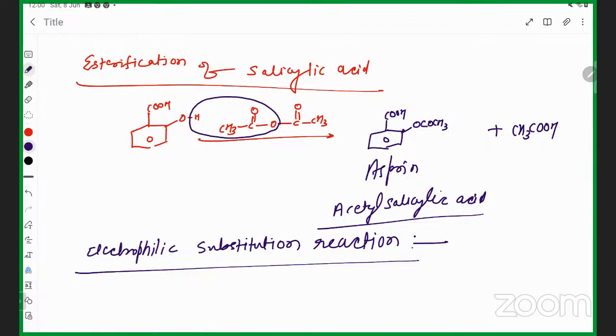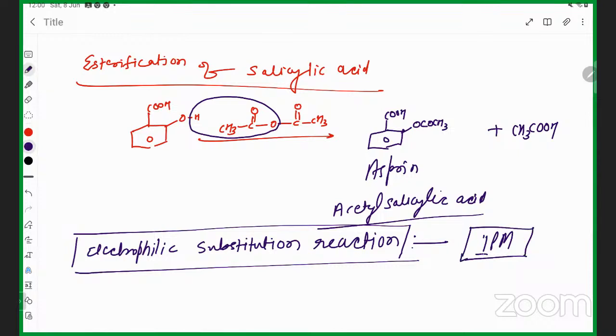Sanay, can you join at 1 p.m. today? 1 p.m. I can join. So you take a break and this electrophilic substitution reaction we will study at 1 p.m. Okay. You call me at 1 p.m., or before you call me at 1 p.m. Okay, sir. Okay. Because my eyes have started paining.